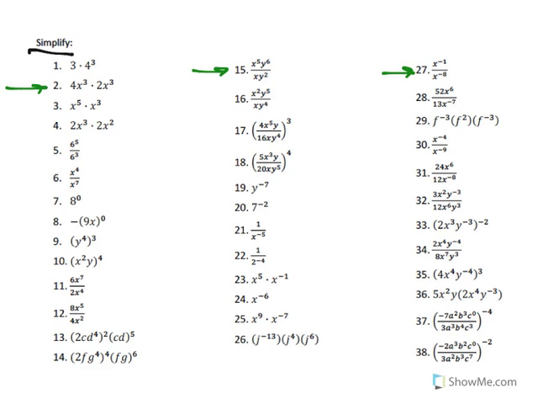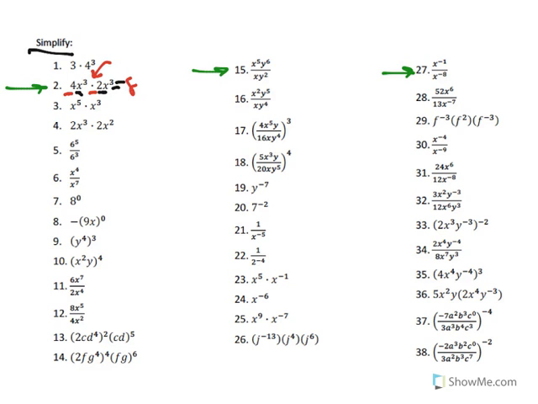So we have 4x to the third times 2x to the third. The operation here is multiplication. The bases are the same. We have x's here, x here. So we are going to add the exponents. So I have the same base here and the same base here. That means I'm going to add the exponents. And then I have a coefficient of 4 and a coefficient of 2 here. The operation is multiplication. I'm going to multiply them.